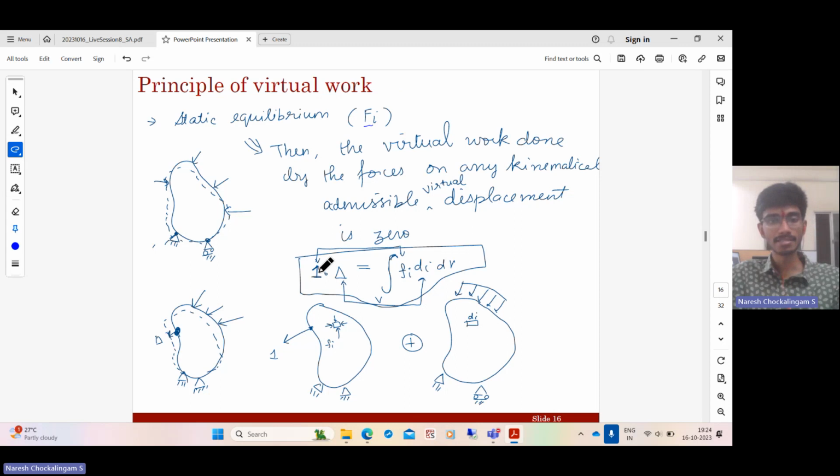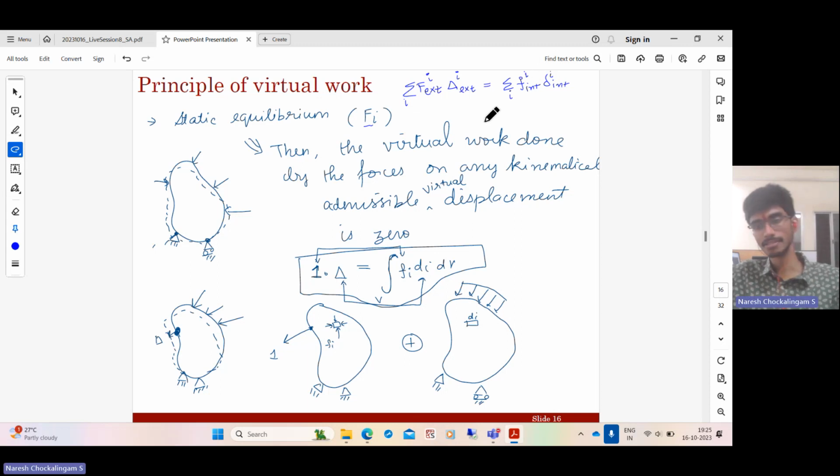So this basically translates to the sum of all external forces multiplied by the component of the displacement of those points along the direction of the force, should be equal to the sum of all internal forces. The internal force can be a bending moment, an axial force or a shear force. So the sum of all internal forces, in both cases, multiplied by the internal virtual displacements.